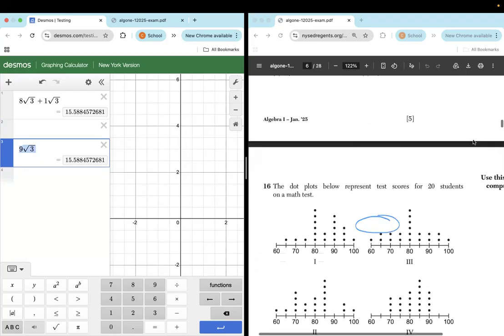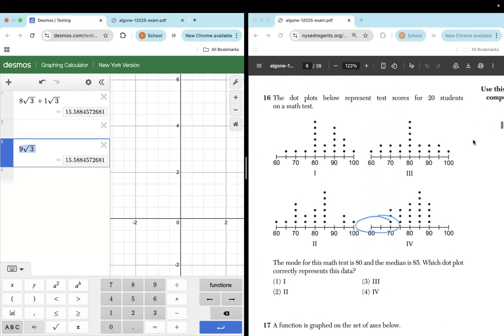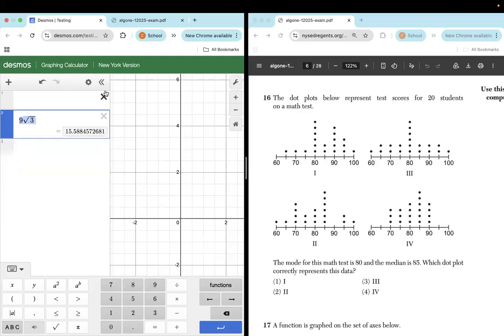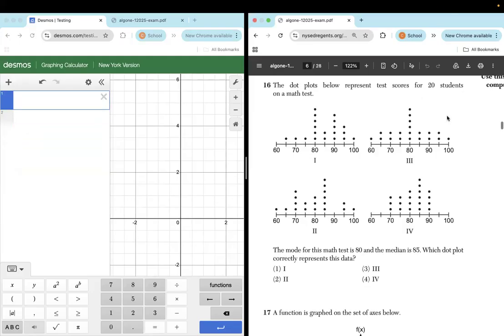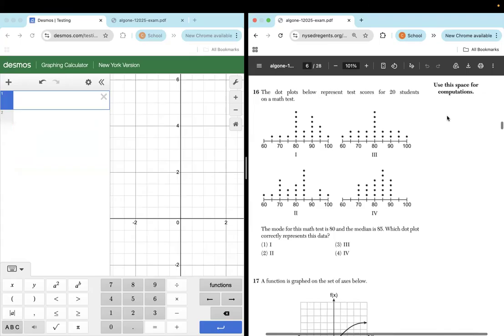Okay. Number 16. The dot plot below represents test scores for 20 students on a math test. The mode for this math test is 80 and the median is 85. Which dot plot correctly represents this data? Mode means the number that occurs the most often, the most common number. And on a dot plot, each dot just represents one of the numbers that the dot is like on top of.